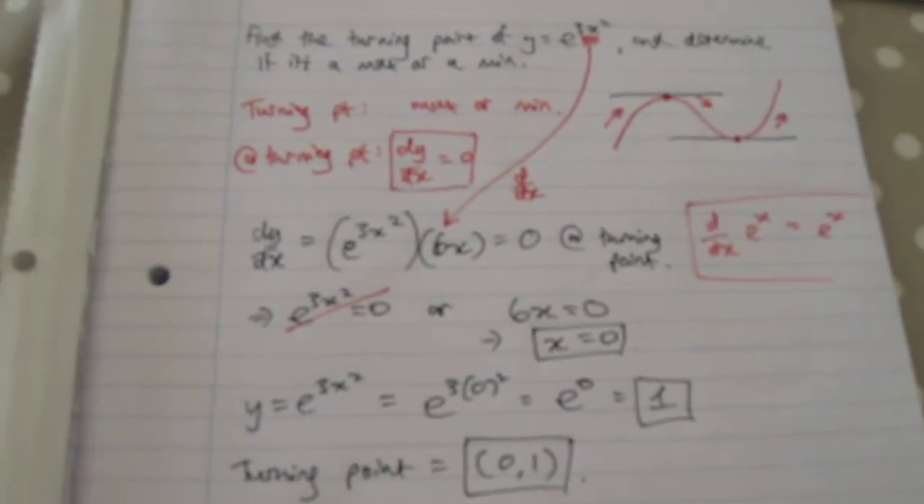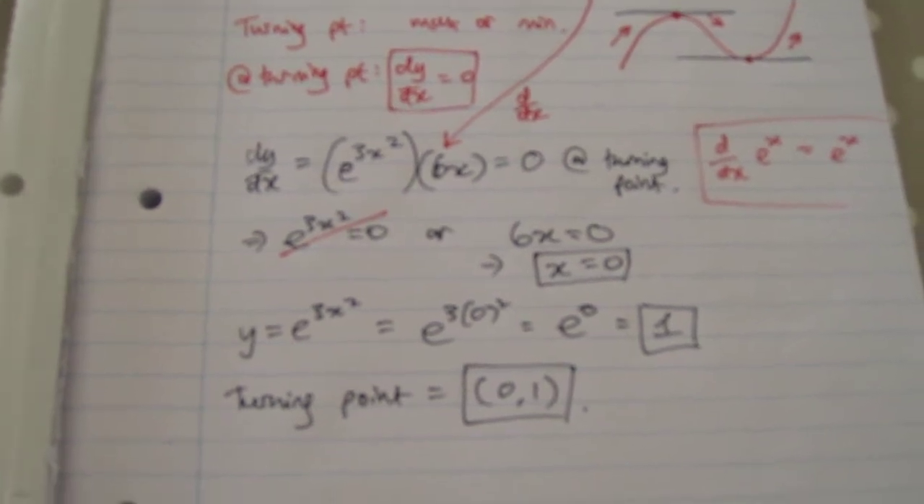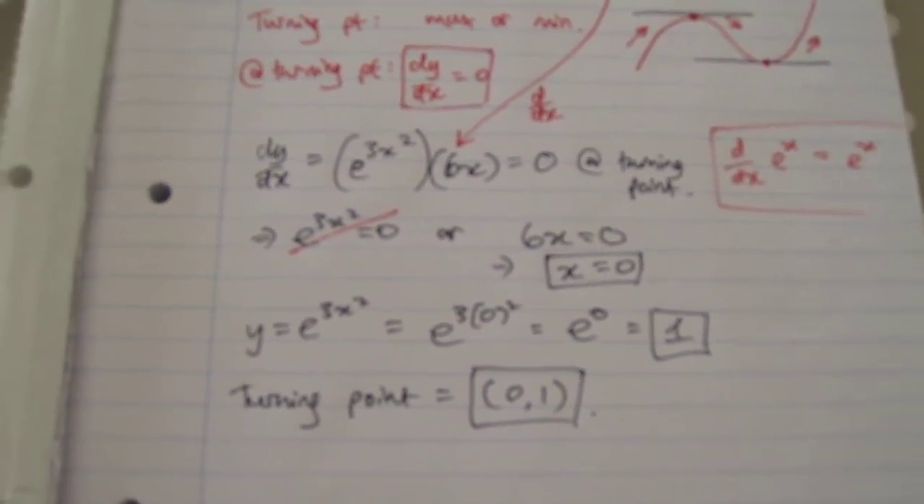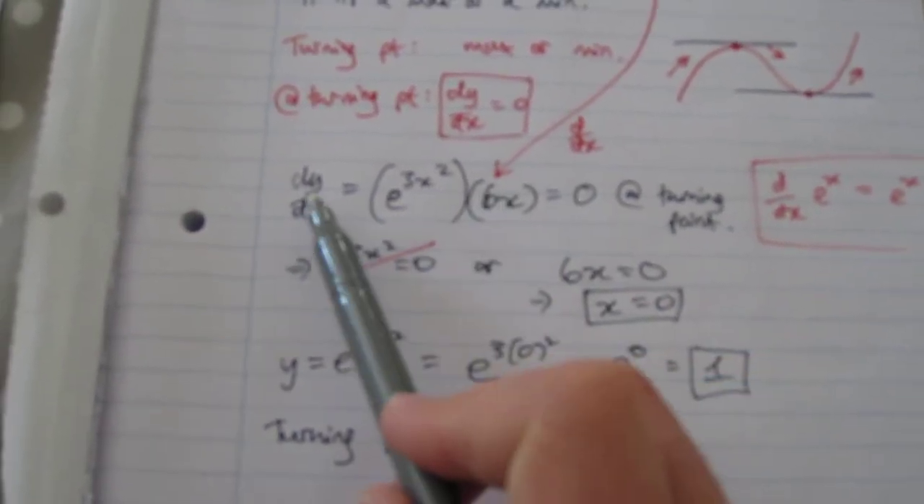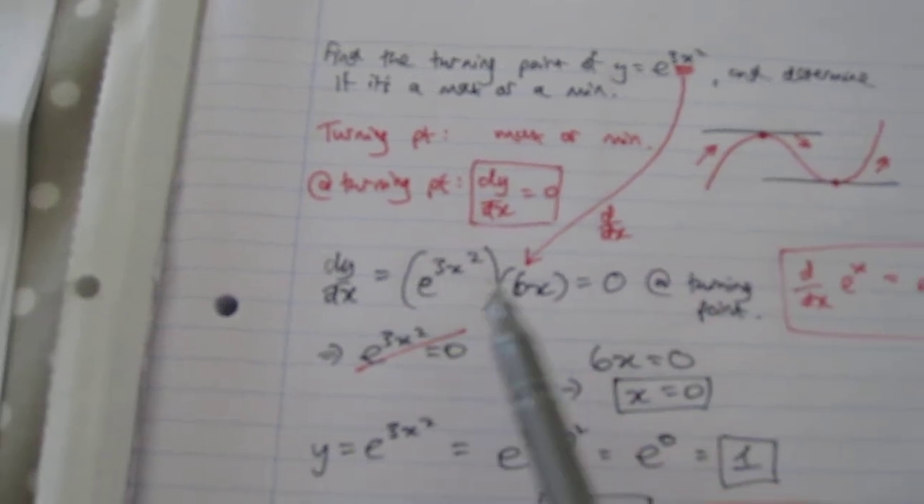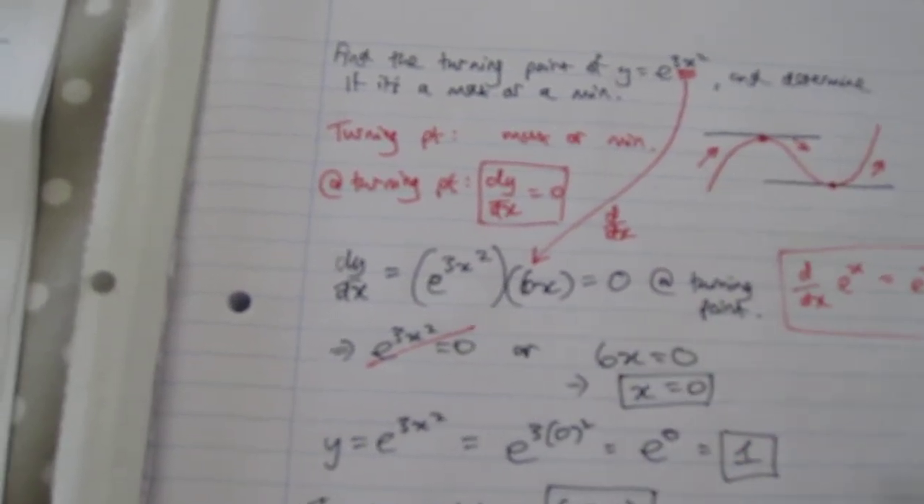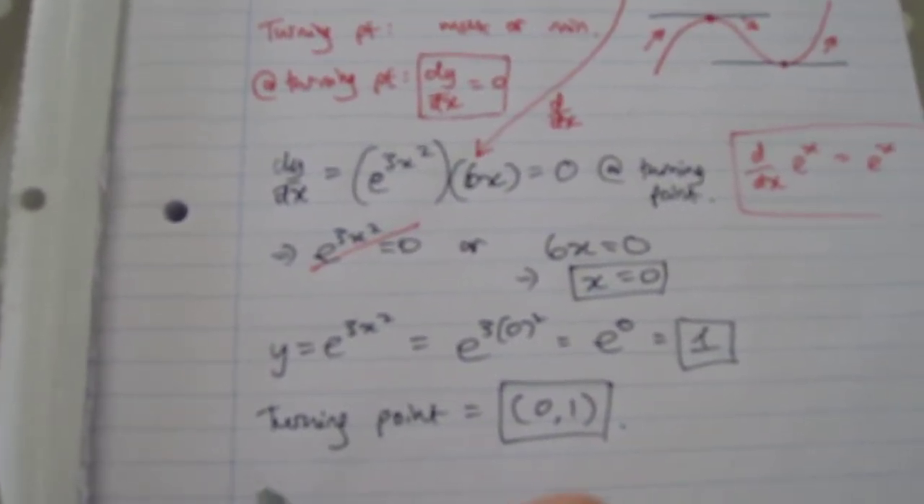So for the turning point, you find dy dx, you set it equal to 0, and you find what x must be. So this is the turning point done here. We find dy dx, differentiate this thing using the chain rule, put it equal to 0, and find what x has to be. So that's the turning point.